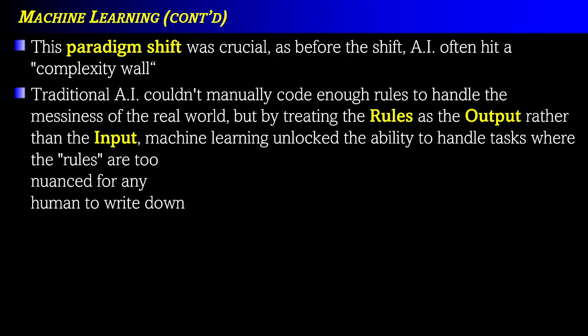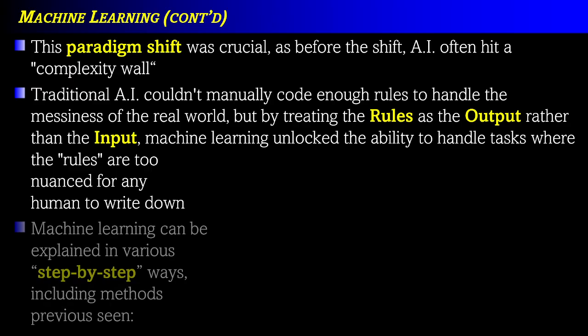This paradigm shift was crucial, as before the shift, AI often hit a complexity wall. Traditional AI couldn't manually code enough rules to handle the messiness of the real world. By treating the rules as the output rather than as the input, machine learning unlocked the ability to handle tasks where the rules are too nuanced for any human to write down all those specifics.